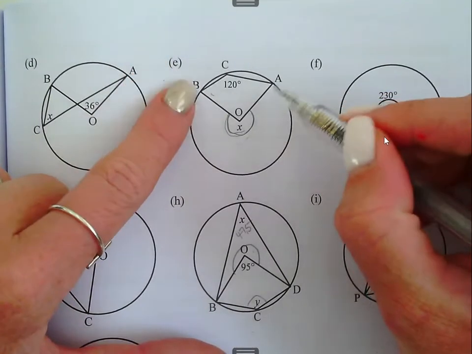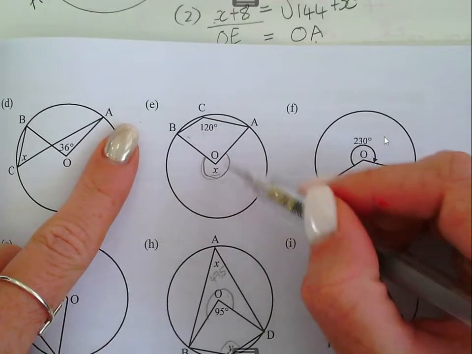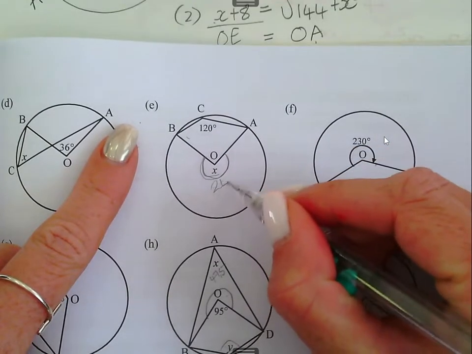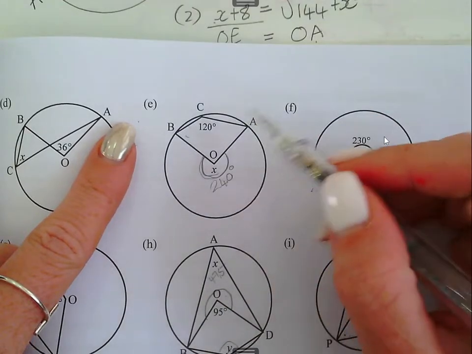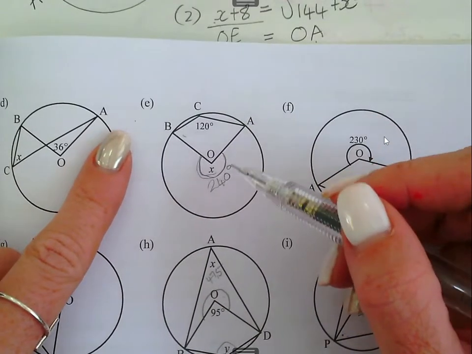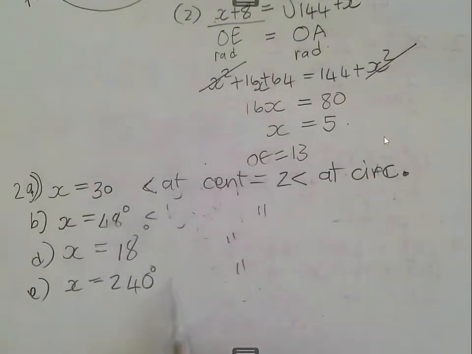So if I use the rule, the theorem, angle at the center is 2 times angle at the circumference, it would mean this angle is 240. And doesn't that make sense when you look at the size of the angle? It's reflex, it's greater than 180 degrees. So therefore it makes perfectly good sense. X is equal to 240, angle at the center equal to 2 times angle at the circumference.